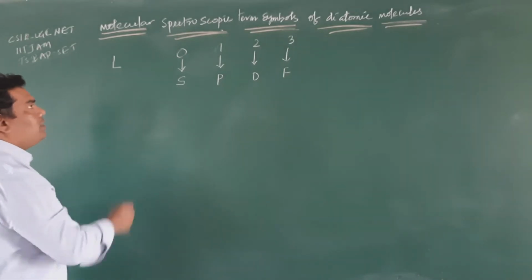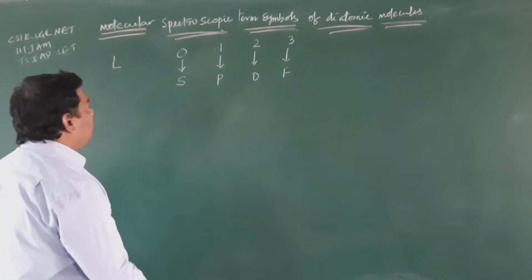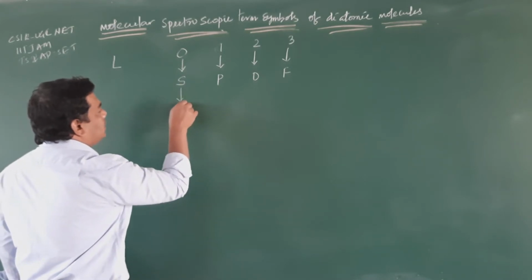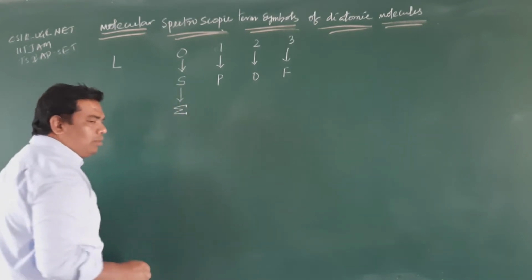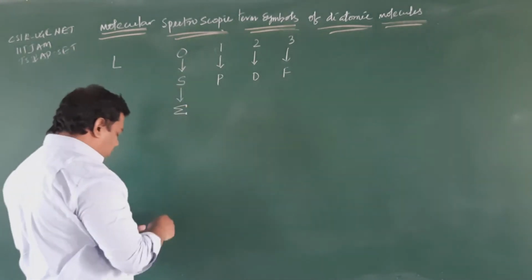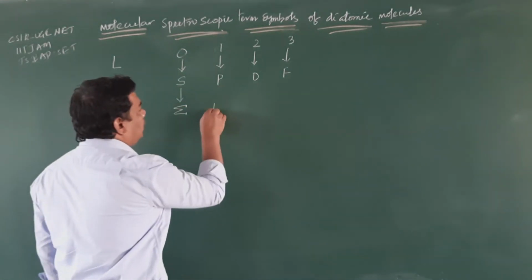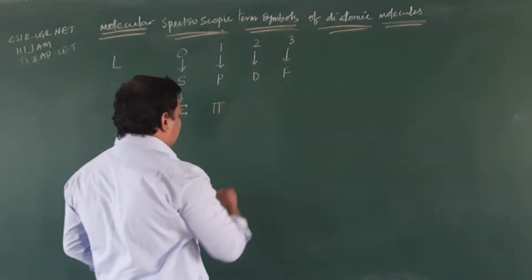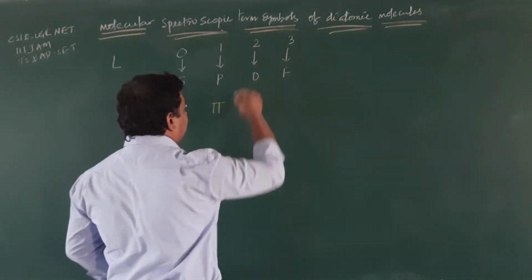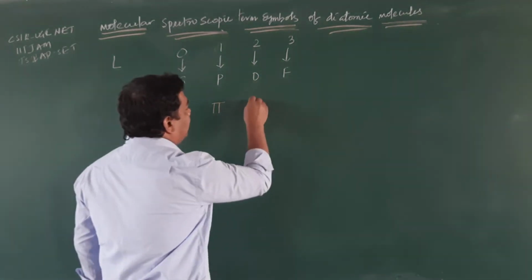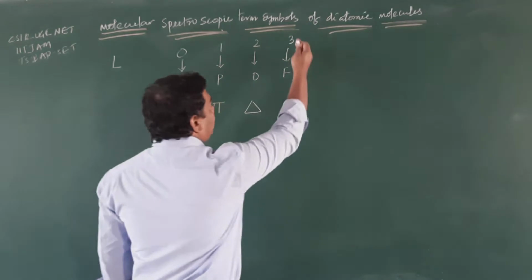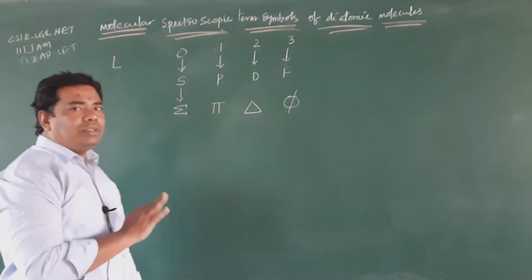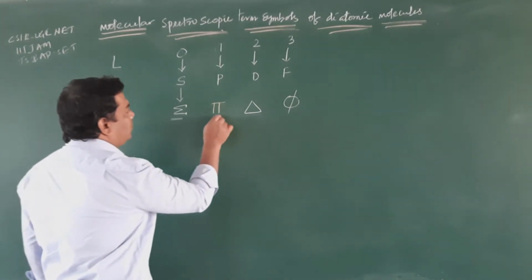But in the case of homodiatomic molecules, if L value is equal to 0, the term becomes sigma. Clear? If the L value is equal to 1, the term symbol is pi. If L value is equal to 2, the term symbol is delta. If L value is equal to 3, the term symbol is phi. So these are very important term symbols.